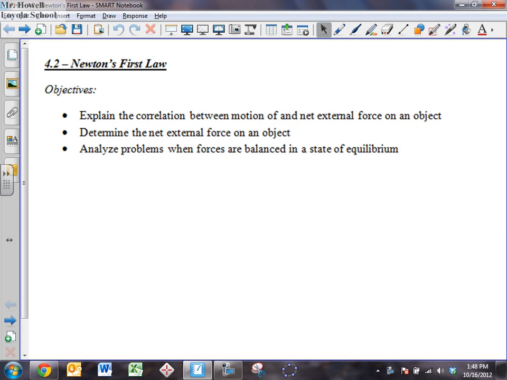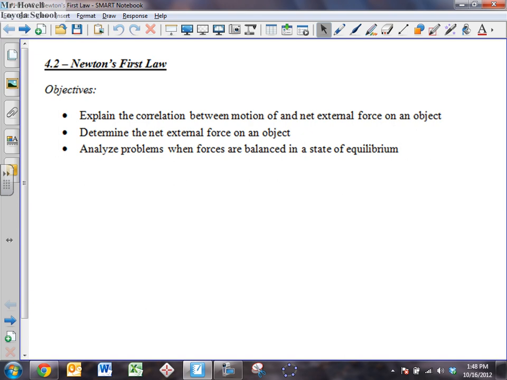So, Newton's first law. Newton has three laws that we're going to learn, the forces. I really don't care whether you call it the first law, the second law, or the third law, as long as you know that there are three laws. Today we're going to look at the first law. On Monday when we get back, we're going to look at the second and third laws.